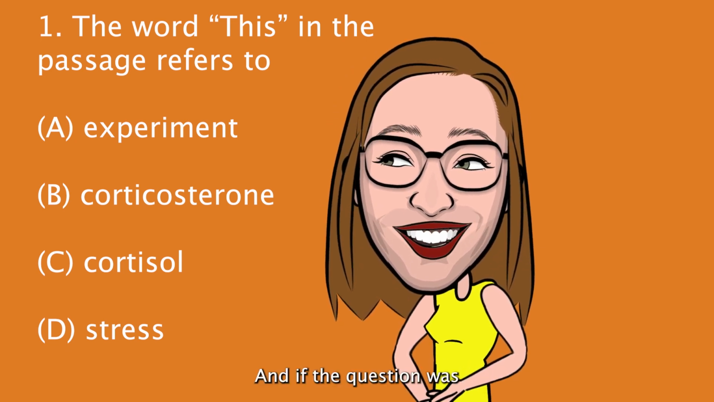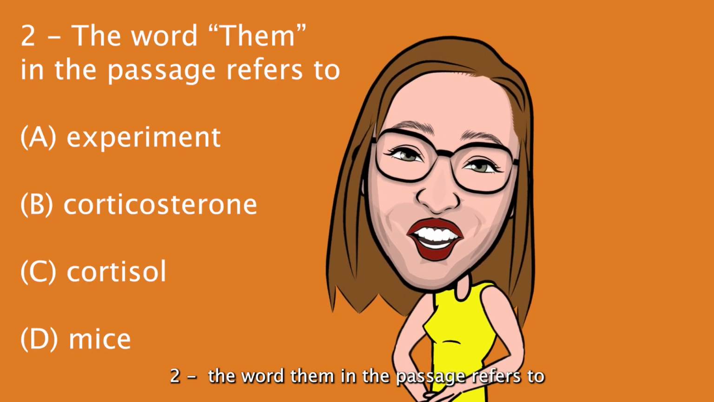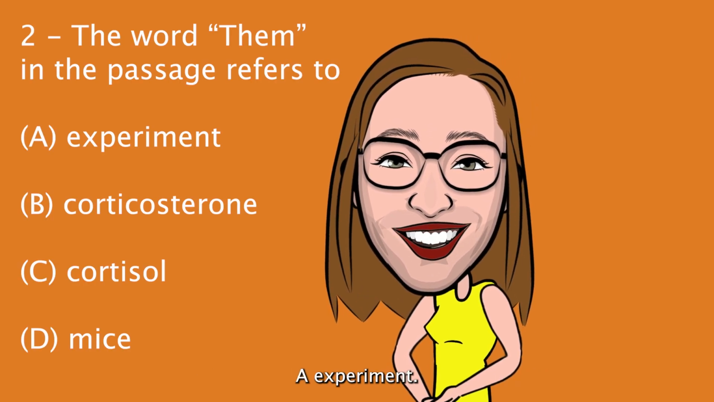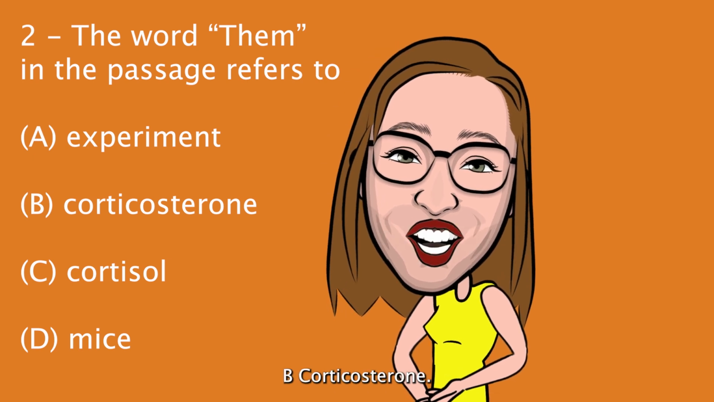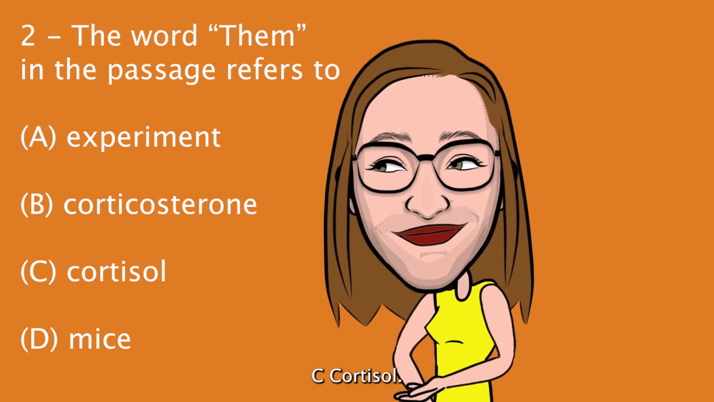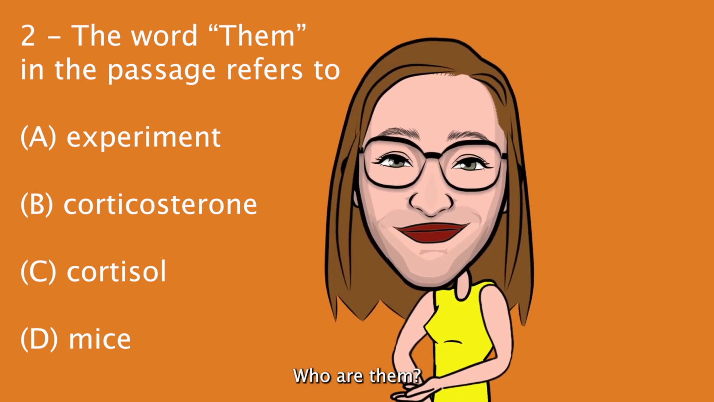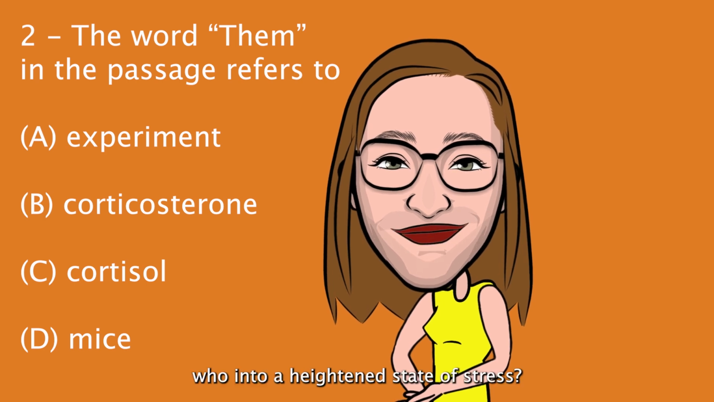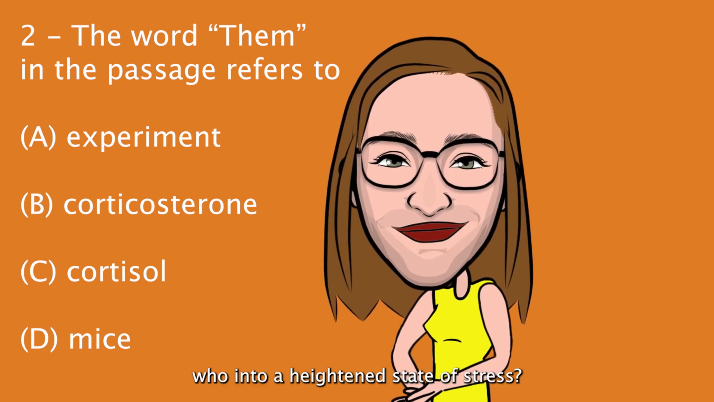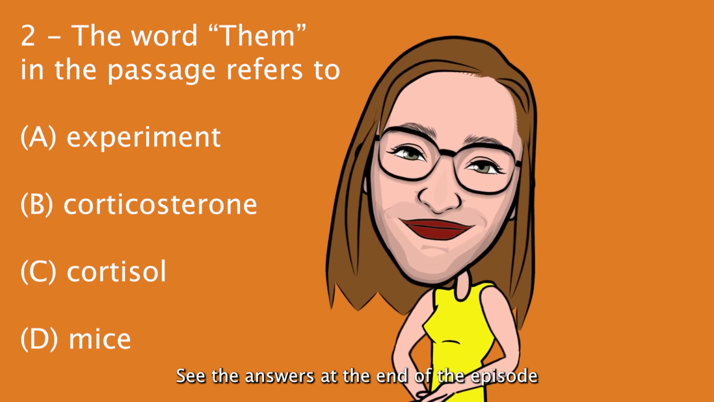And if the question was 2. The word them in the passage refers to A. Experiment, B. Corticosterone, C. Cortisol, D. Mice. Who are them? Or this puts who into a heightened state of stress. See the answers at the end of the episode.